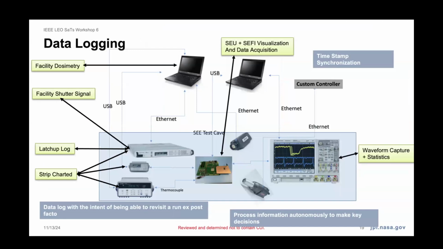Data logging is really important to log as much information as possible. So we want to do two things. We want to capture everything in its raw form, and we also want to process on the fly so we can make informed decisions. The obvious things are voltage, current, temperature, etc. of our DUT. We want the facility shutter often to know when the beam was on and when the beam was off, so we know if it was during a run or before or after a run that something was happening.